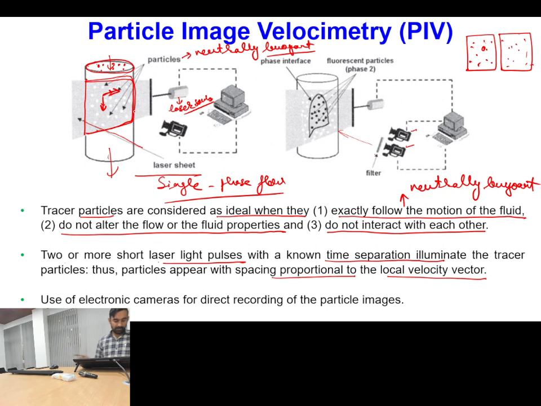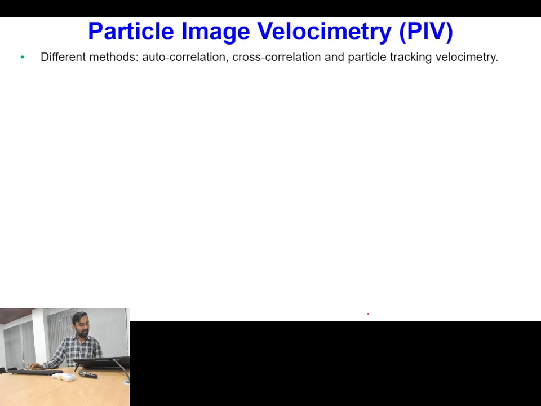Okay, so of course then we have to use some electronic cameras for recording the particle images. Now when we have captured the images, then we have different methods. Either we can use autocorrelation, or cross correlation, or particle tracking velocimetry. These are nothing but the background algorithms which one has to employ in order to identify the images. So how this is done, let me give you some crude idea.